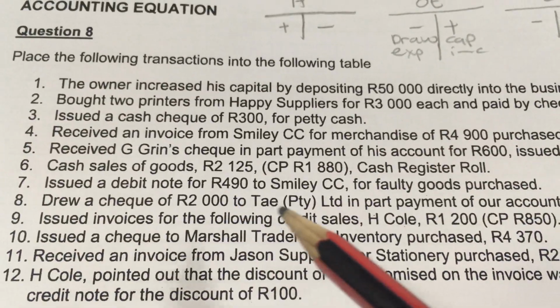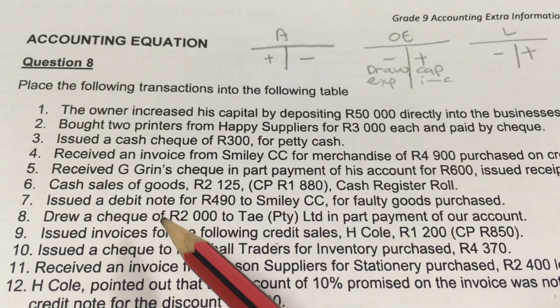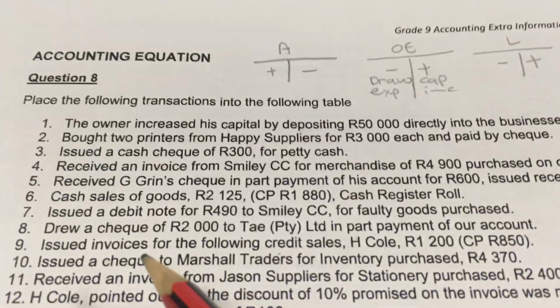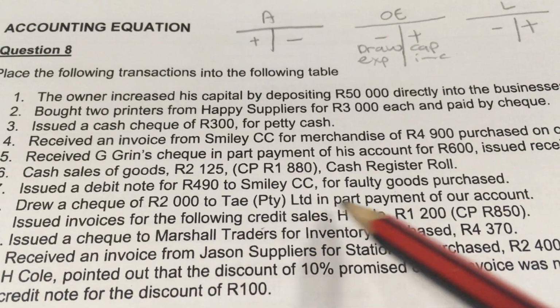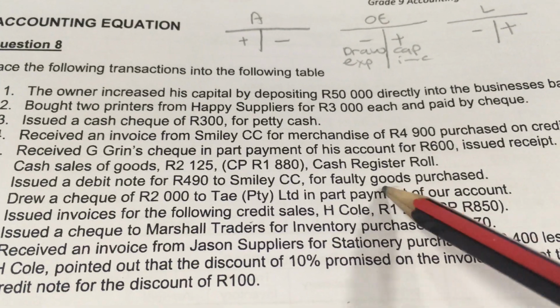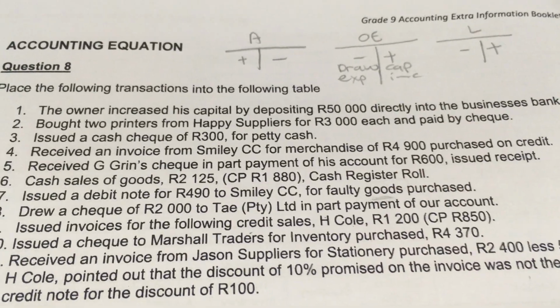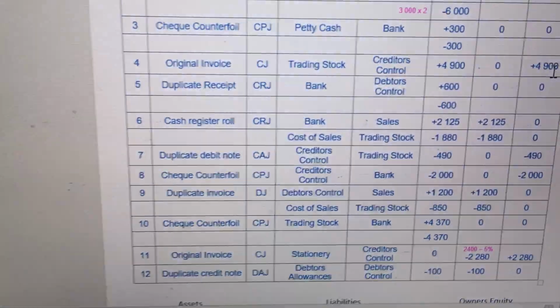Issued a debit note to Smiley for faulty goods purchased. A debit note means that we have returned something to the creditor. What did we return? We've returned faulty goods. Goods are trading stock. So we're dealing with trading stock and creditors control. We owe the creditors less money.